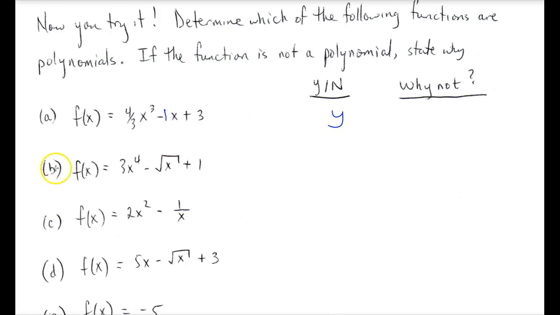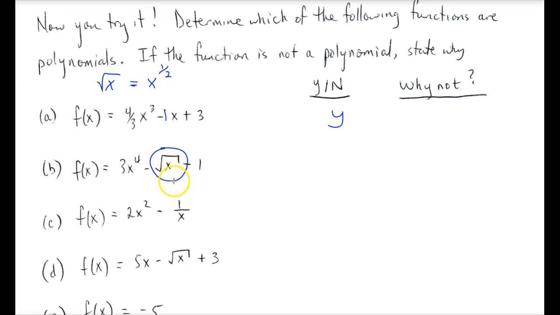On the contrary, if we look at example B, it is not a polynomial strictly because of the fact that we have this square root of x term, which is an nth root. And just to remind you, anytime we do square root of x, if we translate that into its fractional exponent form, it looks like this.